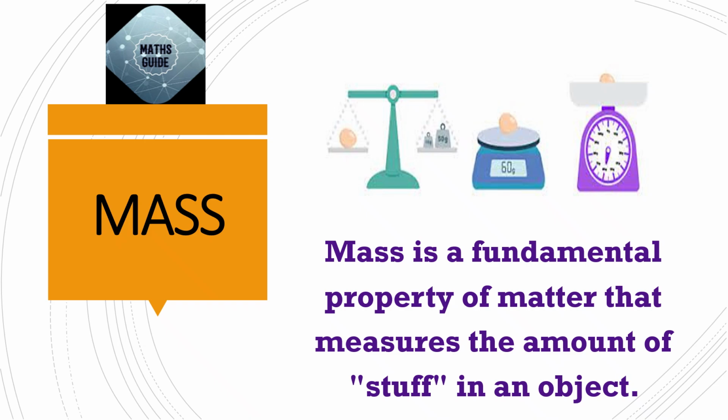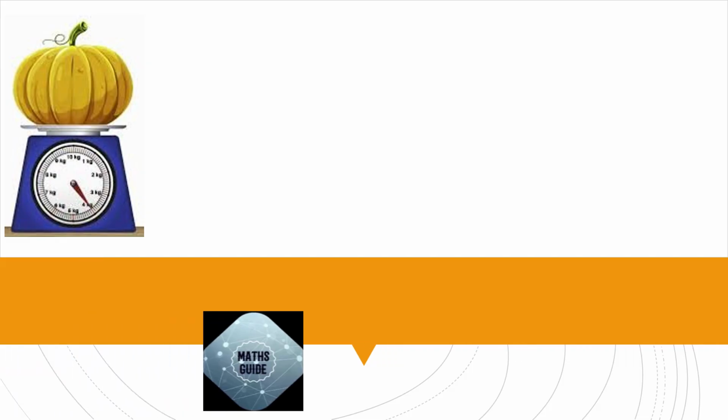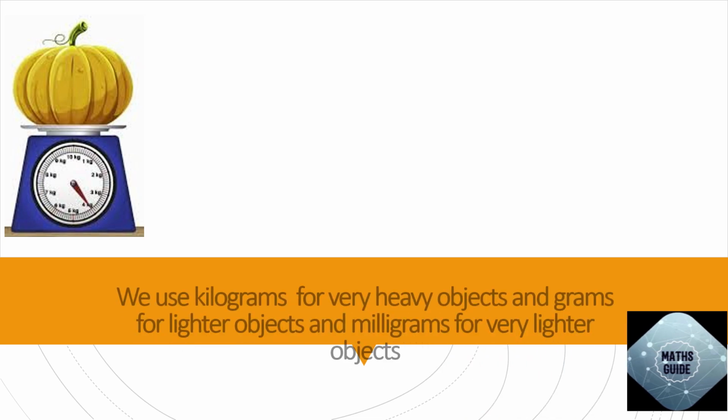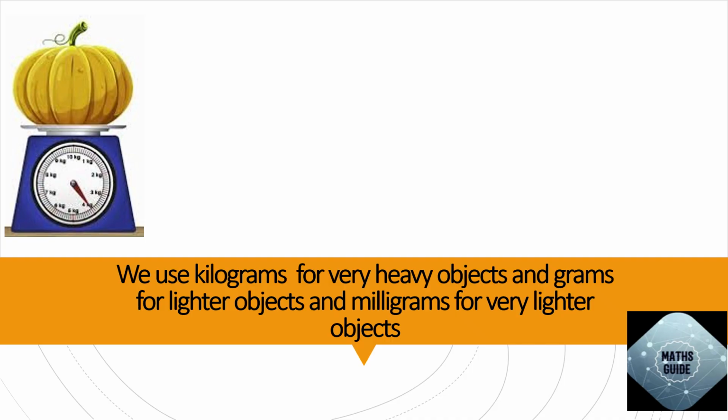Now our first question is, what is mass? It is the amount of matter present in an object, or in simple words, it is a fundamental property of matter that measures the amount of stuff in an object. We use different units to measure the mass. For example, kilograms, grams, and milligrams. We use kilograms for very heavy objects and grams for lighter objects and milligrams for very light objects.